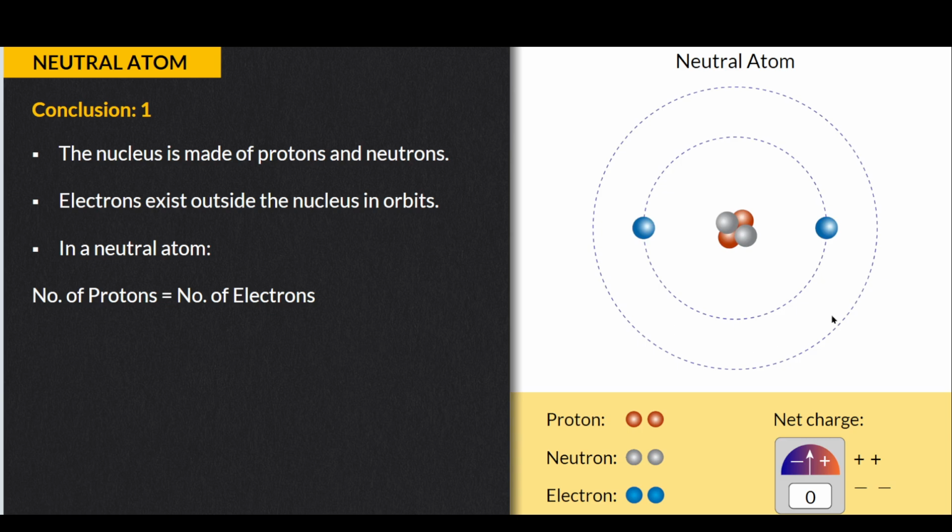Now this is an atom. You can see these are protons. There are two protons. Protons are positively charged, which means we have two positive charges here. Neutrons do not have any charge.